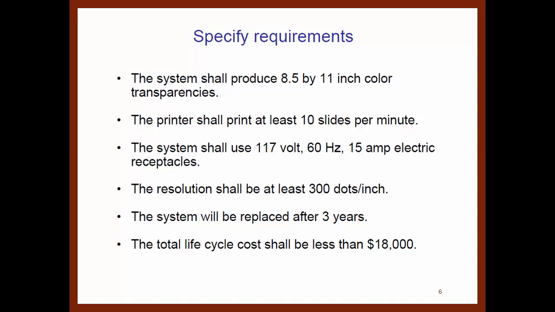The printer shall print at least 10 slides per minute. So it has to be fast in some sense. The system shall use these type of electric receptacles. The system's resolution shall be at least 300 dots an inch, and the system will be replaced after 3 years. And finally, the total life cycle cost of the system shall be less than $18,000. So the way that this is written has a very specific meaning, right? We talk about those requirements that are going to be enforced, those that are not necessarily enforced. So you should know what they mean in that sense at this point.